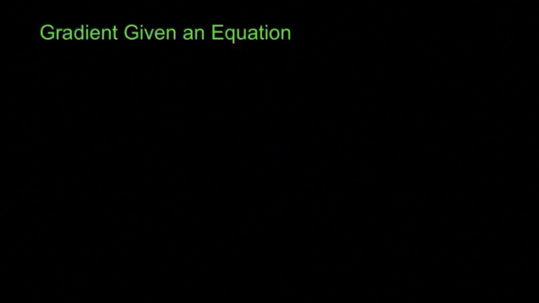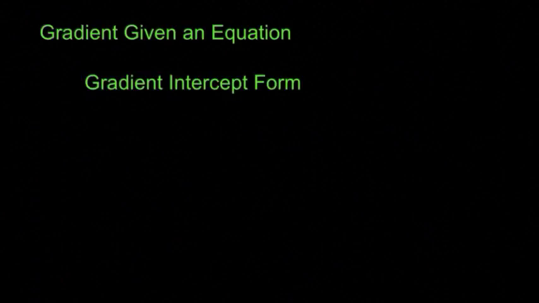Further to finding the gradient for a given line, we need to be aware that there's two forms of a straight line that we're commonly going to encounter. The first one's called the gradient intercept form, and this takes on the general form of an equation for a straight line that looks like this.